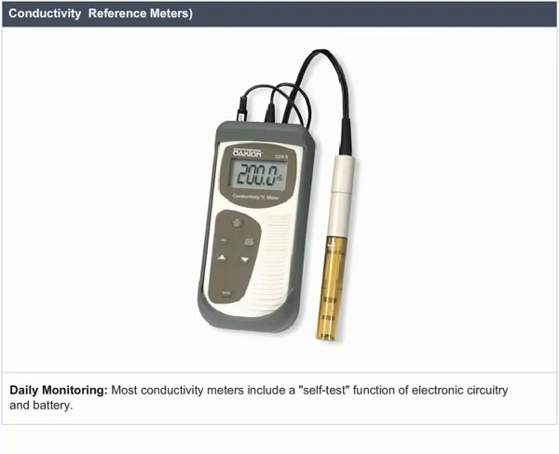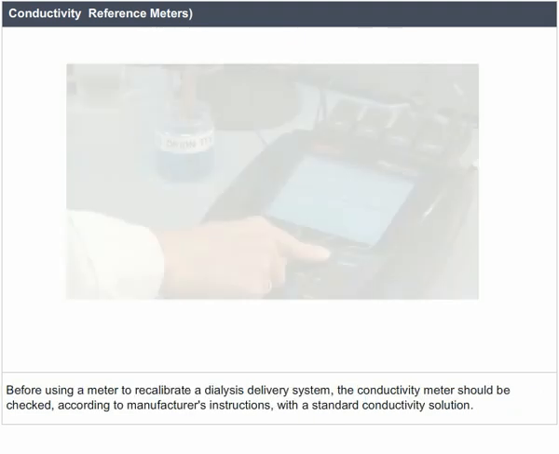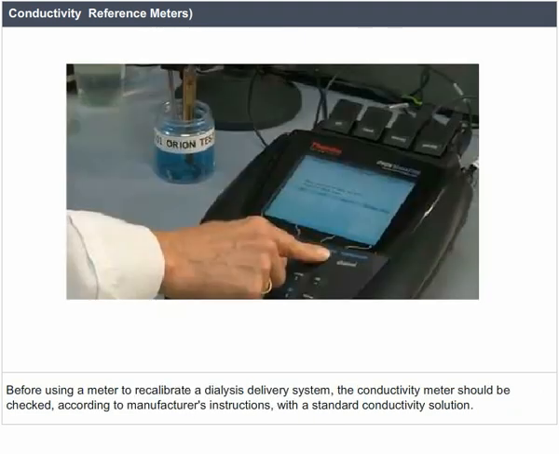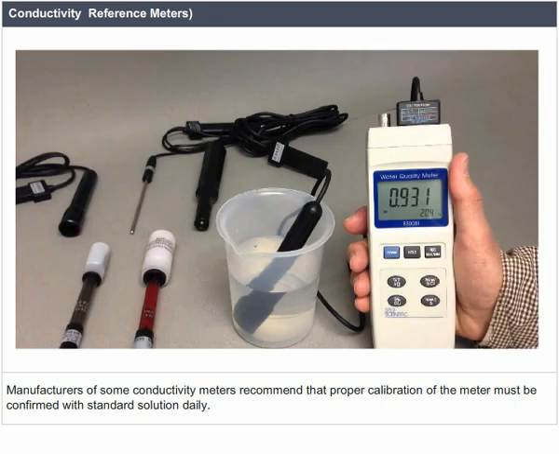Most conductivity meters include a self-test function of electronic circuitry and battery. If the user's meter is equipped with this function, the self-test should be performed before every use. Before using a meter to recalibrate a dialysis delivery system, the conductivity meter should be checked according to manufacturer's instructions with a standard conductivity solution. That conductivity should be entered on a regular conductivity meter log. Manufacturers of some conductivity meters recommend that proper calibration of the meter must be confirmed with standard solution daily.